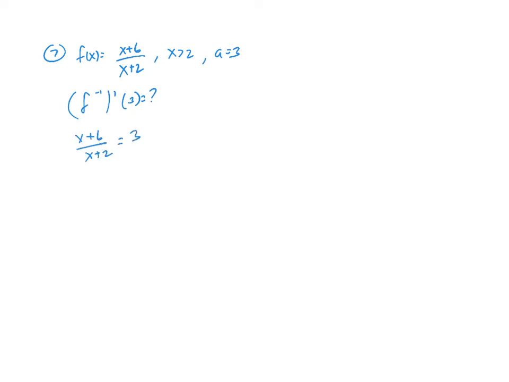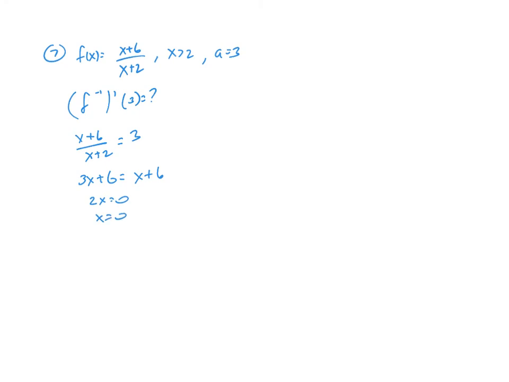Okay, number 7. So x is greater than 2, and a is equal to 3. So we're looking for the derivative of the inverse when a is 3. So (x plus 6) over (x plus 2) equals 3. Ooh, what do we get? We get 2x equals 0, so x is 0.